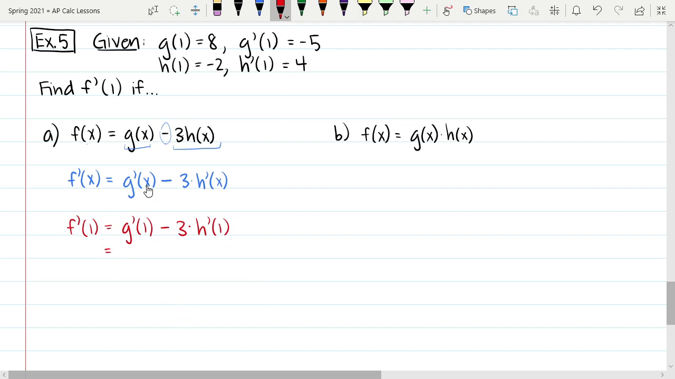But now, remember we were told that g prime of 1 is negative 5, minus 3 times, we were told that h prime of 1 is 4. So I've got negative 5 minus 12, and that gives me negative 17.